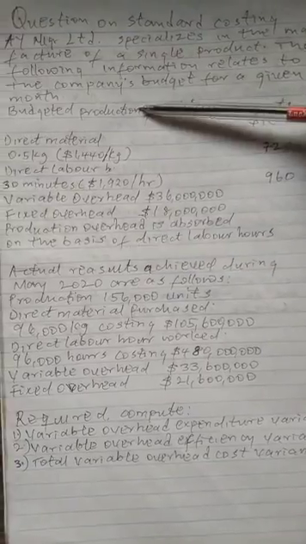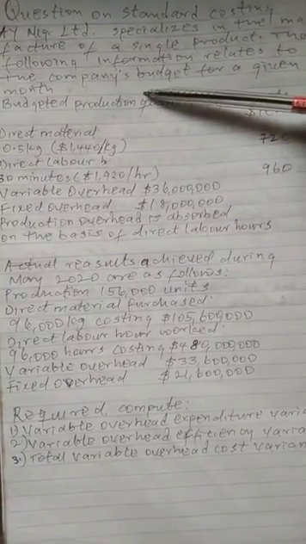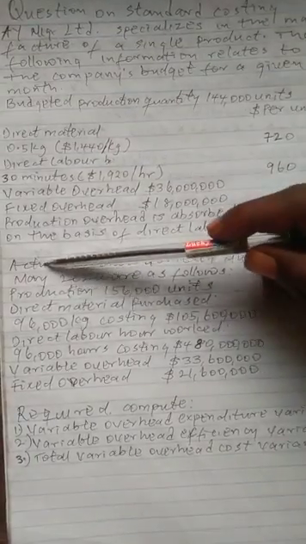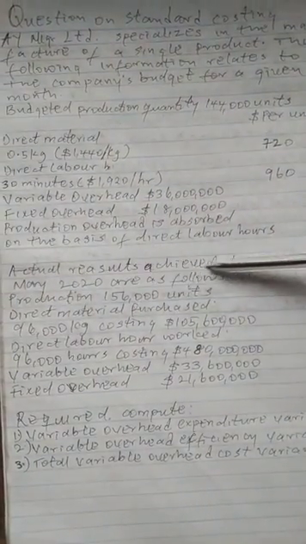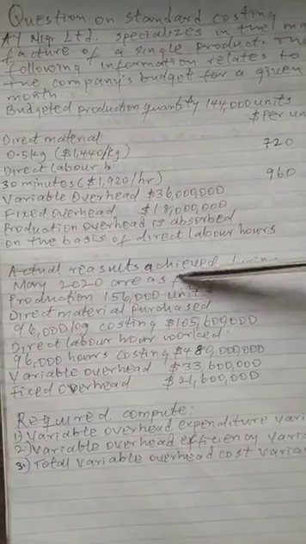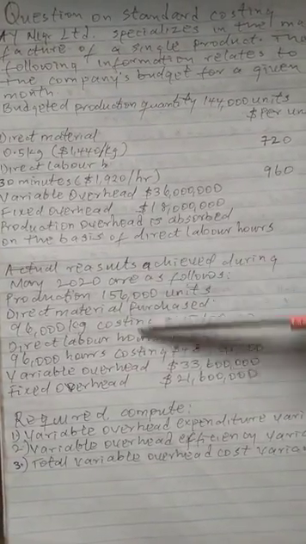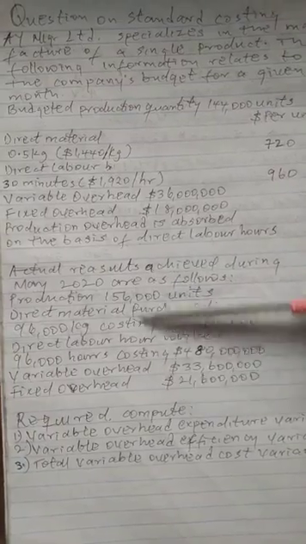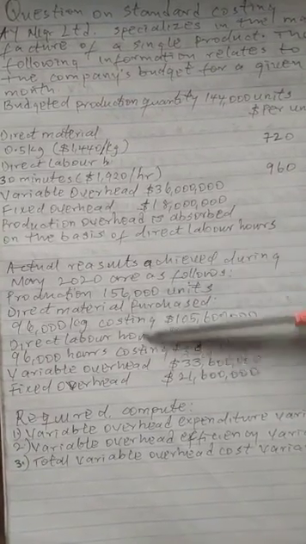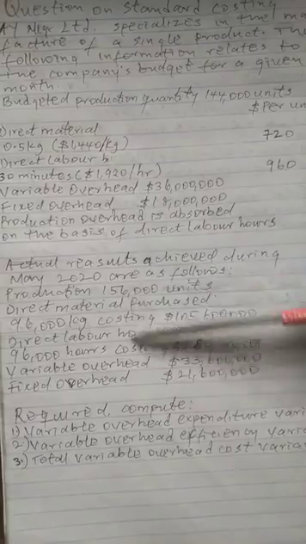company's production or activities. Then another one says actual results achieved during May 2020 are as follows. This means that these are the actual information regarding the production of the company. So that is tip number 1.